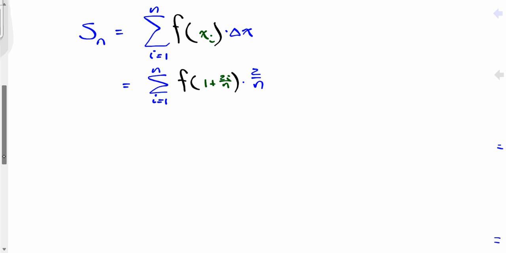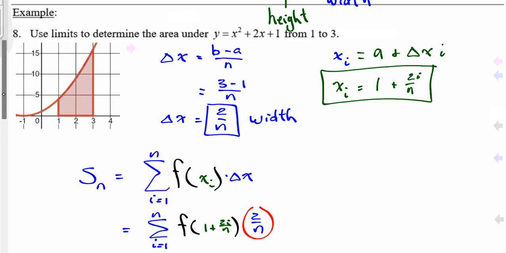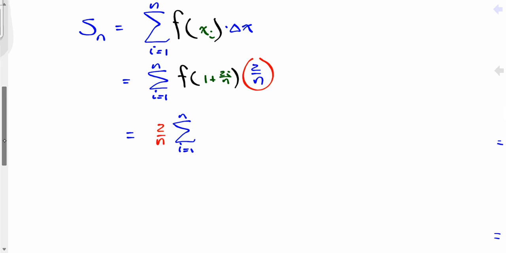Okay, let's do a couple things now. I'm going to have the sum from i equals 1 to n. This 2 over n doesn't have any i's in it, so I'm going to factor it and bring it in front of my summation. And then I'm going to plug this into my function, which is x squared plus 2x plus 1. And I substitute xi in.